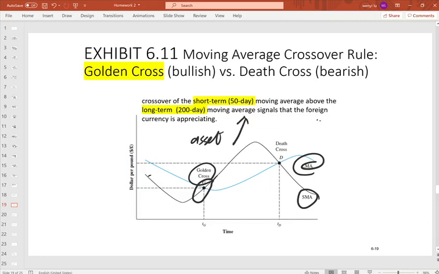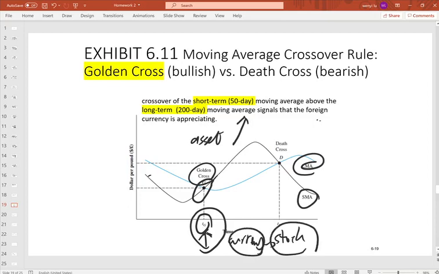So if you happen to be holding this asset, you will keep holding it. If you don't hold it, you will buy it. This is a good time to buy it, to enter a position in this asset, either for a currency or maybe for a stock. This works for any financial asset.